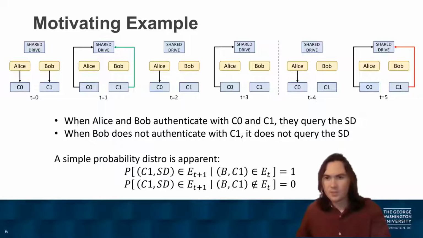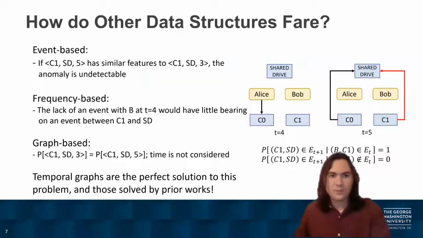Now let's look at time steps 4 and 5. Alice authenticates with her computer, Bob doesn't, but both computers still go get information from the shared drive. How do we detect this using the previous methods? Well, if we're using the events-based method of abstracting networks, it would be very difficult to see this as anomalous if all the features of that connection were normal. If the computer was just off on its own making a normal connection without having been authenticated first, it might look exactly the same as if Bob had authenticated first. It's very hard to see.